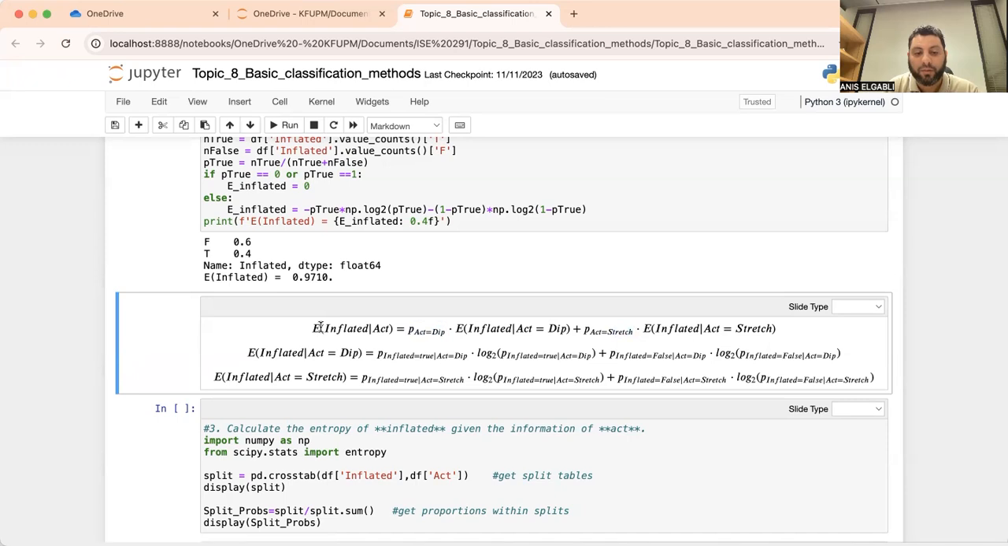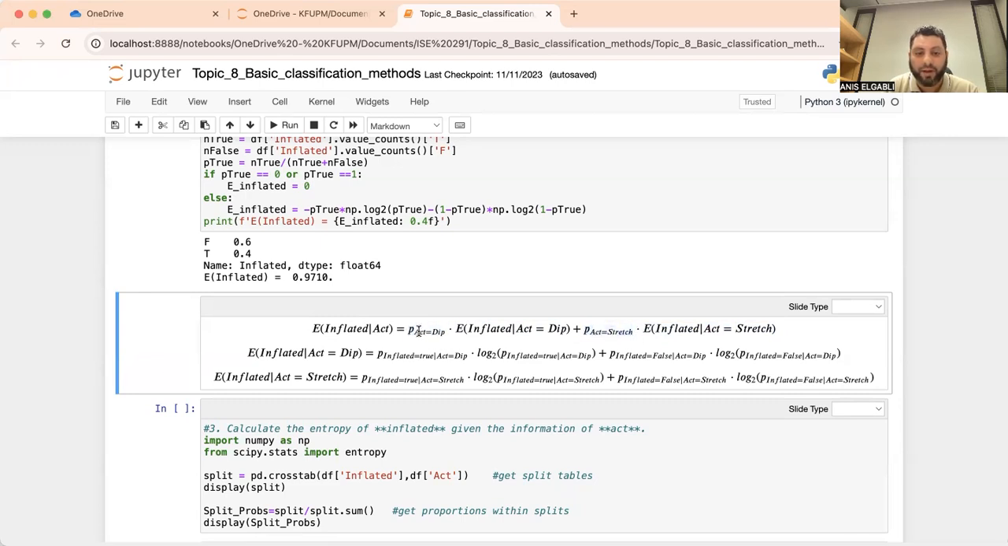Then in order to compute the entropy of inflated given act, I have to take a weighted sum of these conditional entropies: the conditional entropy of inflated given act equal to dip and the conditional entropy of inflated given act equal to stretch, and then I weight them by their probabilities. Hopefully this clarifies it for you. So since act takes either the value of dip or stretch, I need to compute these two conditional entropies, and then I take a weighted sum between these two. The weights are the different probabilities.